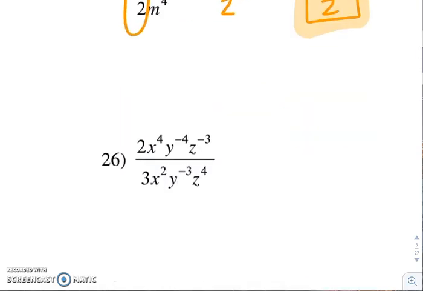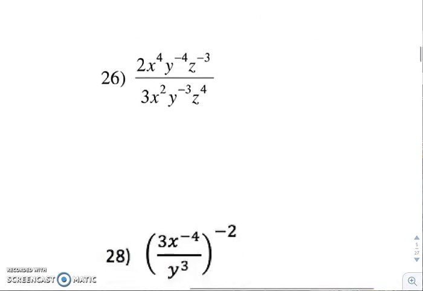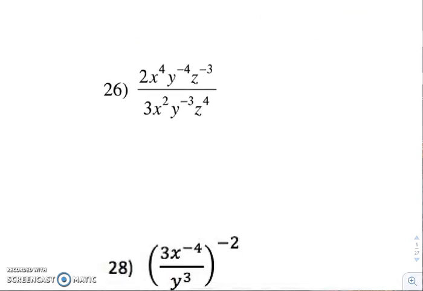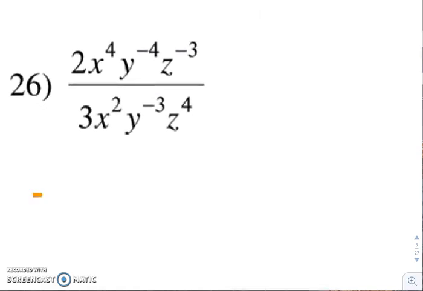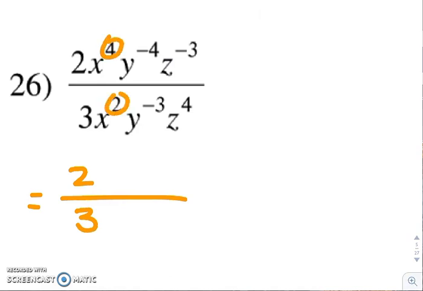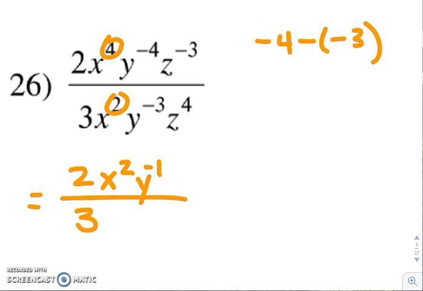Okay, let's do the coefficients first for number 26. 2/3 is going to stay 2/3. Four minus 2 is x squared. Negative 4 minus negative 3. Minus negative is a positive. So negative 4 plus 3 is y to the negative first. And then for your z's, negative 3 minus 4 is z to the negative 7th.